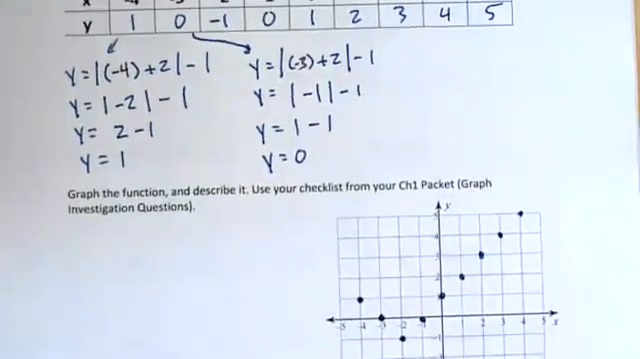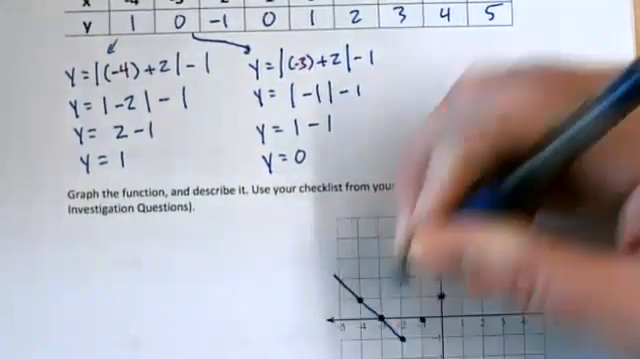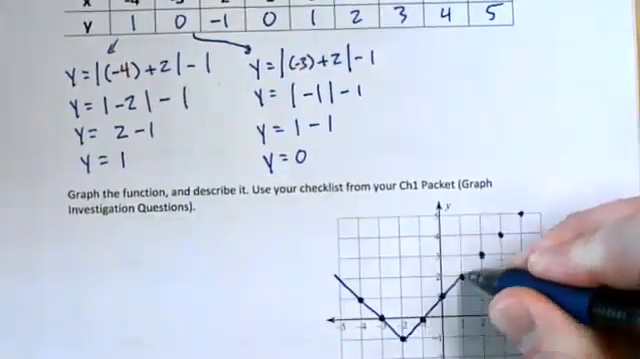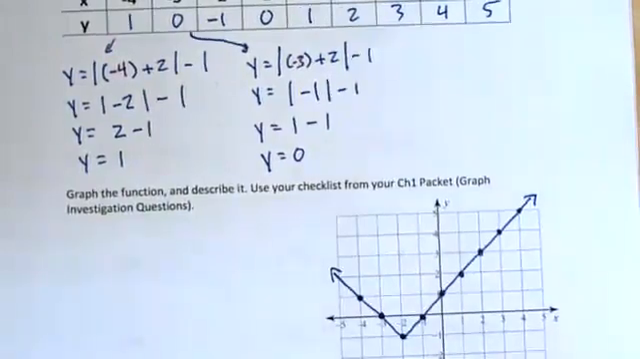Right, and that gives us that nice V shape that we expect to see when we're looking at an absolute value graph. Let me go ahead and draw that in there. And I know that this graph would continue in both directions, so I'll go ahead and put some arrowheads in there.